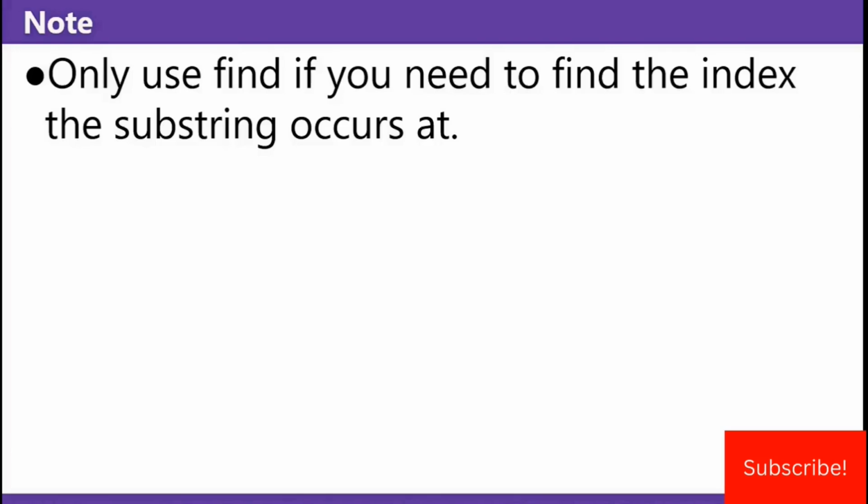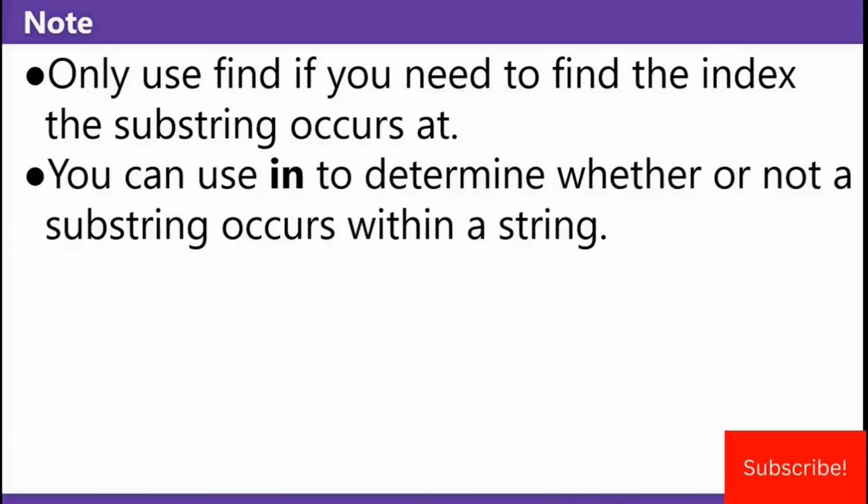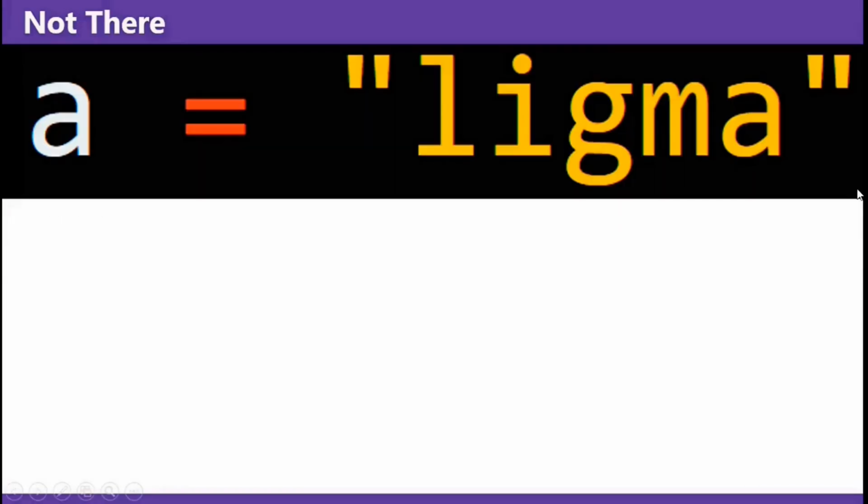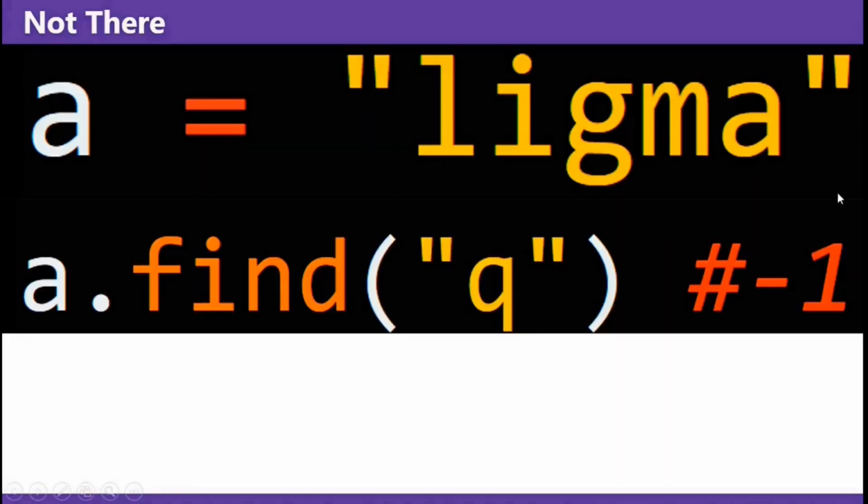The string find method in Python returns the index the substring you're looking for starts at. One note, only use the find method if you need to find the index the substring occurs at. You can use "in" to determine whether or not a substring occurs within a string. If the substring you're looking for doesn't occur within the string, then -1 is returned.